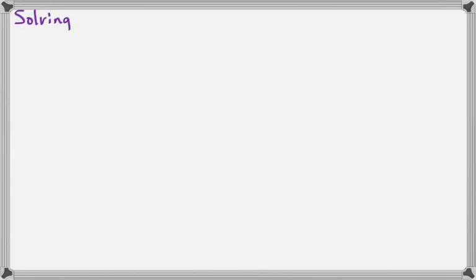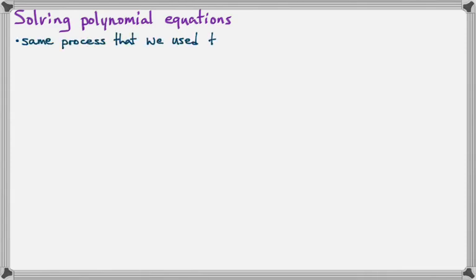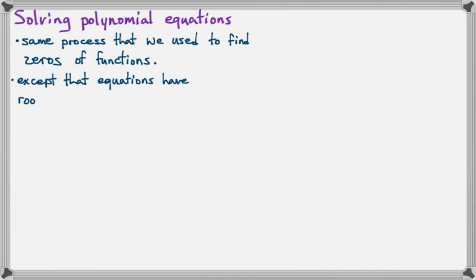In this lesson, we're going to look at how to solve polynomial equations, which is exactly the same process that we were using when we were finding the zeros of polynomial functions. It's exactly the same, except for a little vocabulary. Equations have roots or solutions. Functions have zeros. So where we used to say, let's find the zero of the function, now we'll say, let's find the root of the equation. But it's the same process used throughout.